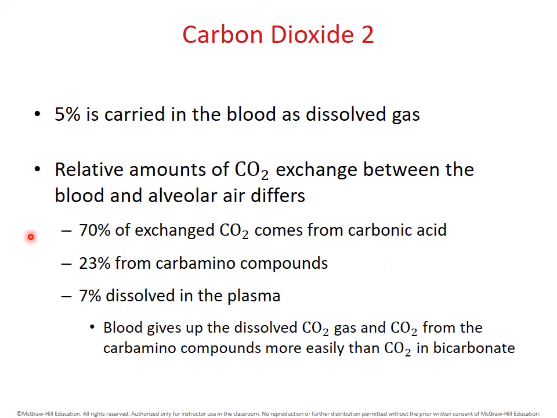This just shows that in terms of the amount of CO2 that actually diffuses between blood and alveolar air, the percent of CO2 that actually diffuses does not perfectly match up with the percent of where it's actually being carried in the blood. So even though 95% of it is in the form of bicarbonate, only about 70% of what actually diffuses comes from bicarbonate, and that's because we can never totally exhaust the blood supply of bicarbonate.